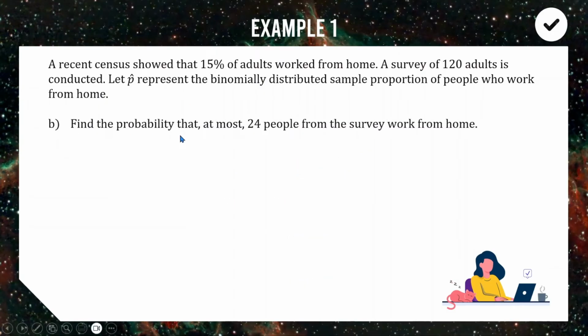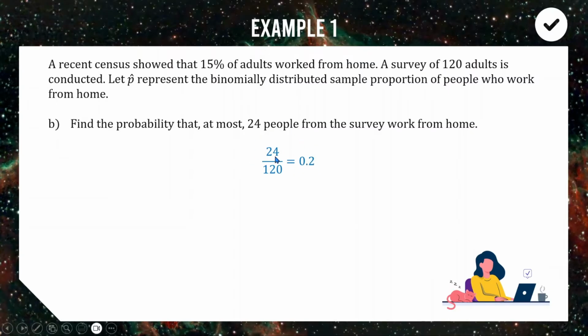Part 2, find the probability that, at most, 24 people from the survey work from home. To do this, we are once again going to use a normal approximation of our sample using the same mumbo jumbo as before. So starting off with, what is the sample proportion of 24? Remember, for the second half of this lesson, we're not working with outcomes, we're working with proportions. So first thing we're going to do is take 24 and divide it by 120 to turn it into a proportion. So we're trying to find the probability that less than 20% of people are working from home.